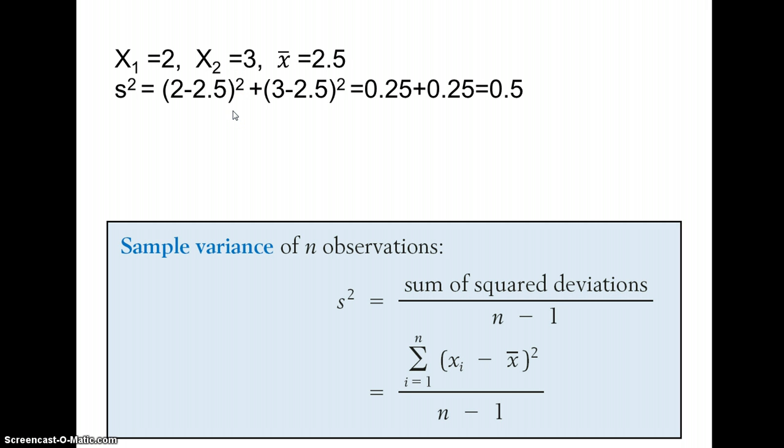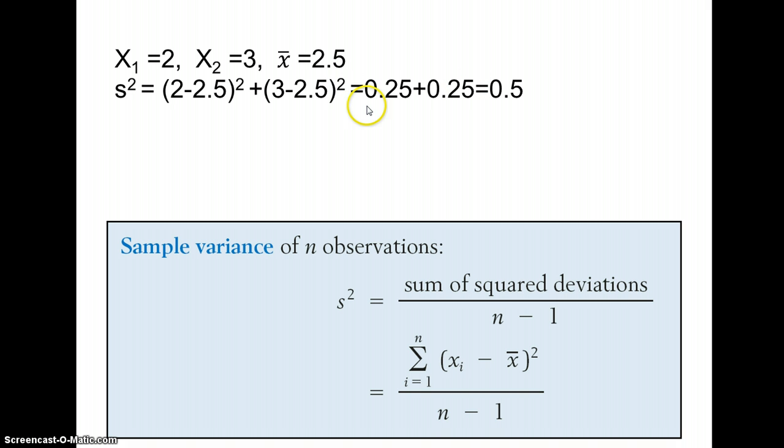So let's look at the sample 2, 3. The first value is 2, the second value is 3. We calculate the average, that's 2.5. And then you have to do 2 minus 2.5 squared plus 3 minus 2.5 squared. And don't forget to divide by 2 minus 1, which is 1, so I omitted it here. So 2 minus 2.5 is negative 0.5, squared is 0.25, and 3 minus 2.5 is 0.5, and 0.5 squared is also 0.25.